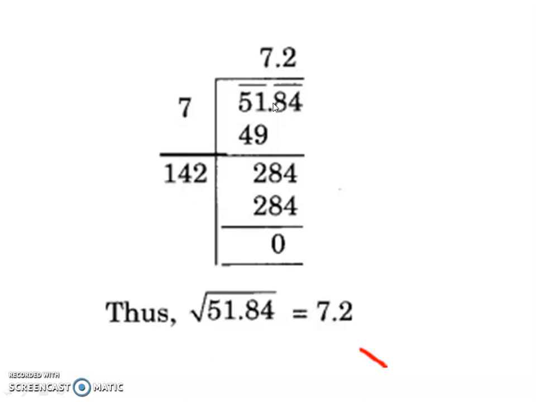This decimal point goes up. Subtract 51 minus 49, it is 2. 84 will come down. Okay. Now 7 plus 7, 14. This number you have to get using trial and error. Clear? So 142 into 2 is 284. So what is your conclusion? The square root of 51.84 is 7.2. Clear?